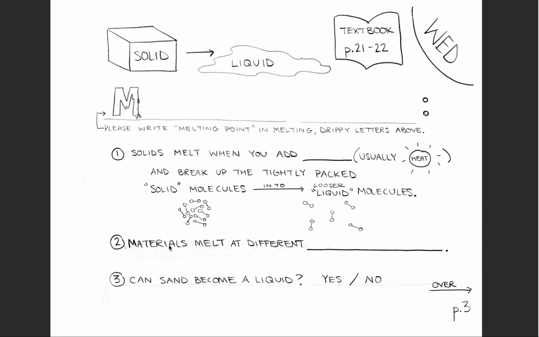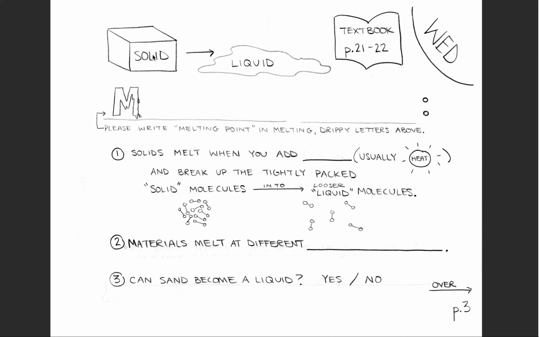Number 2, materials melt at different temperatures. And this is a good thing, right? So water melts at room temperature, right? If you leave an ice cube out on the counter, it'll eventually melt. You don't need to add it into the microwave to get it to melt.